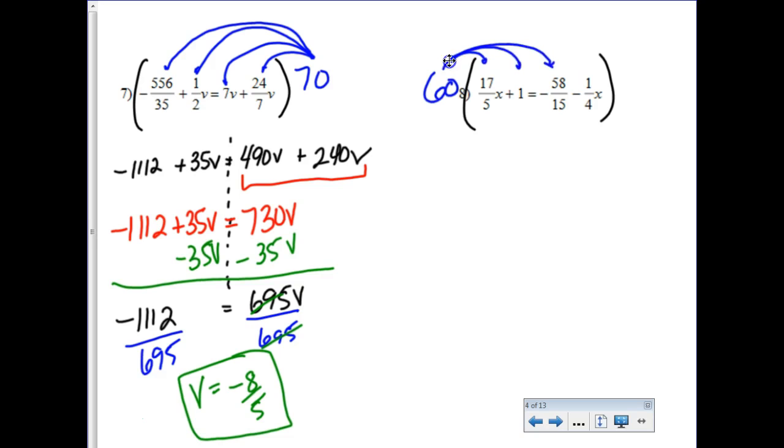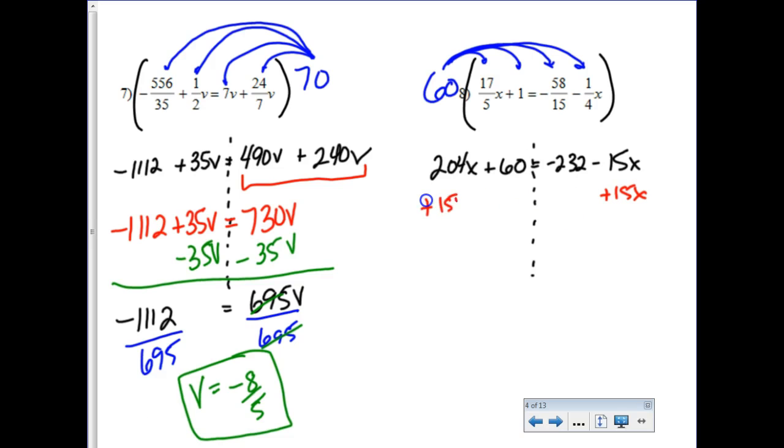And the idea with a common multiple, it doesn't have to be the smallest common multiple. So if you really get in a jam, just multiply all the numbers together, and that number will work. You're just going to have really big numbers. So when I distribute this 60, I get 204x plus 60 equals negative 232 minus 15x. And then I got this nice couple-step equation where I can just bring x's together. So I'm going to add the 15x over here. While I'm at it, I'll go ahead and subtract the 60.